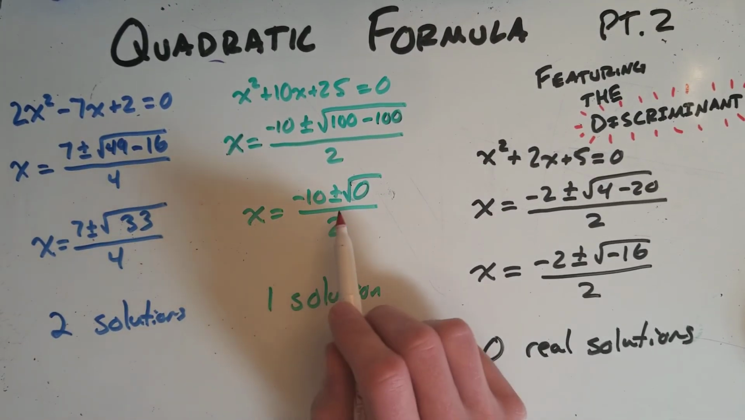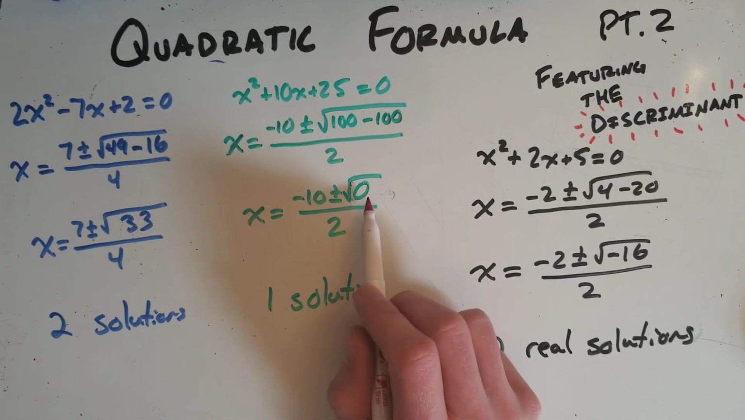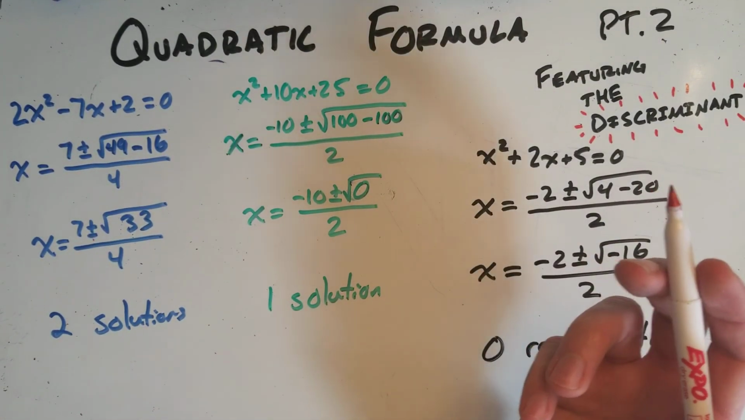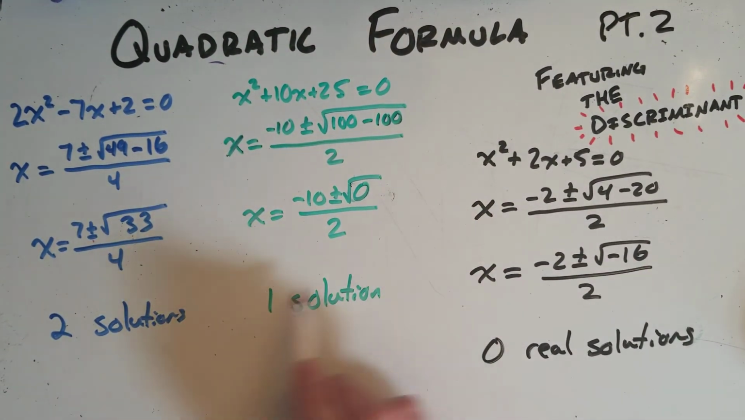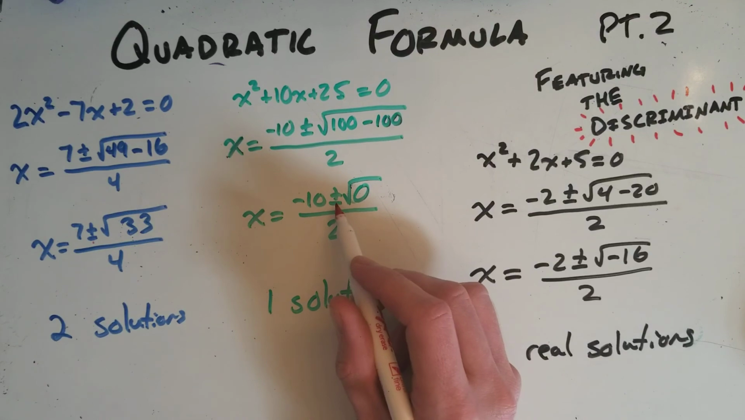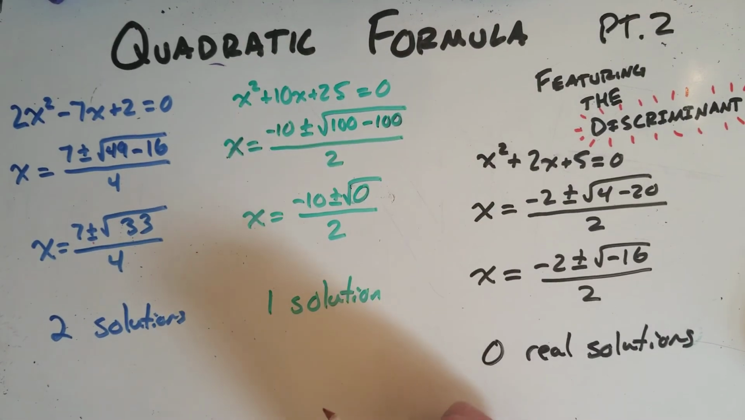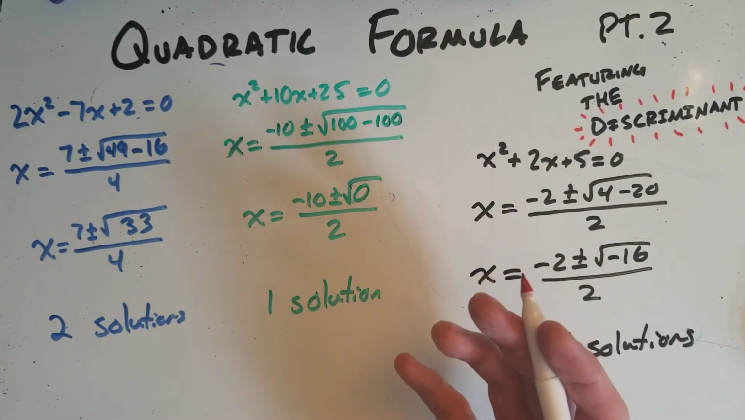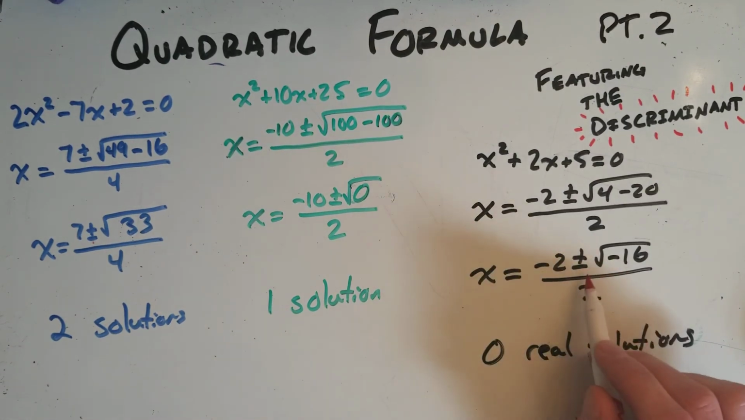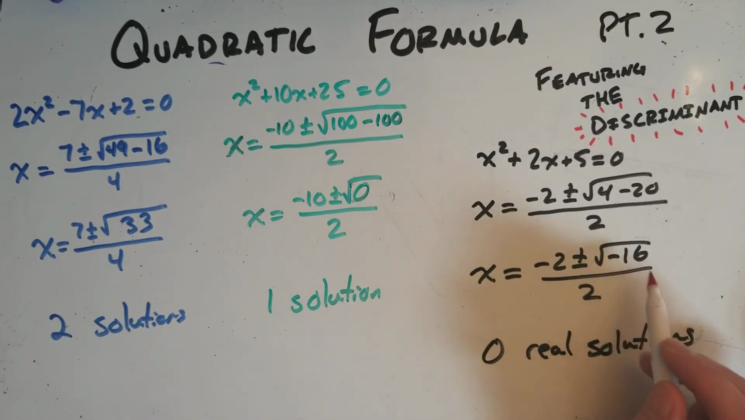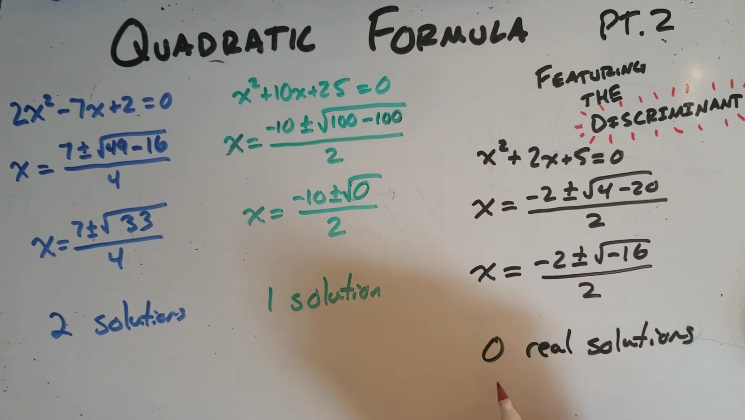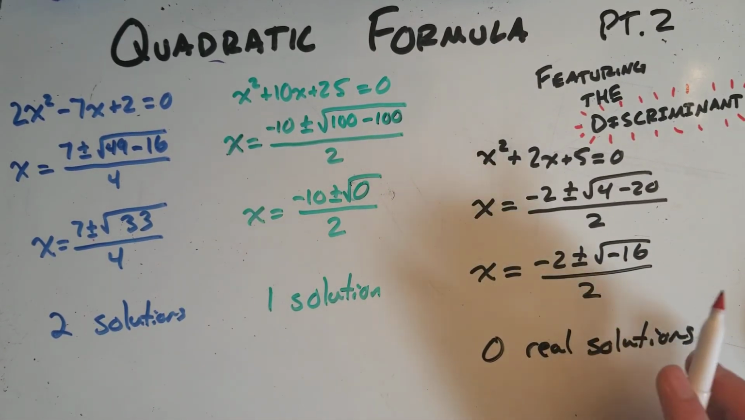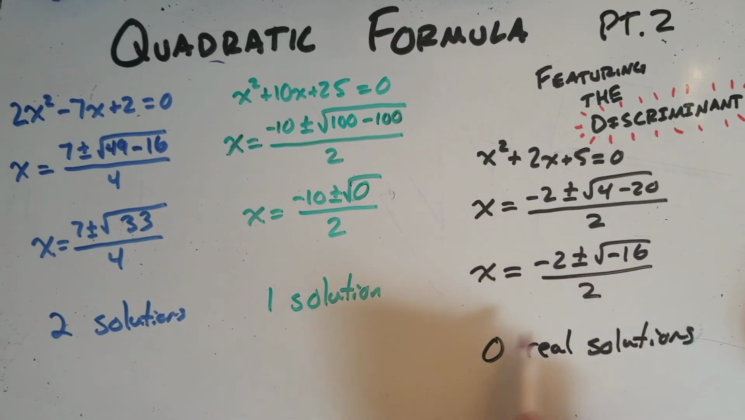For our middle one, we have plus or minus the square root of 0, but the square root of 0 is just 0. So it doesn't matter if you add or subtract 0, you're going to stay where you are. So that's why there's only one solution. This plus or minus is not really two scenarios here, because they're going to end up with the same solution. And here we have plus or minus the square root of a negative. Since we can't take the square root of a negative, well, you can't yet, not until you learn about imaginary numbers, we're going to have 0 real solutions here.